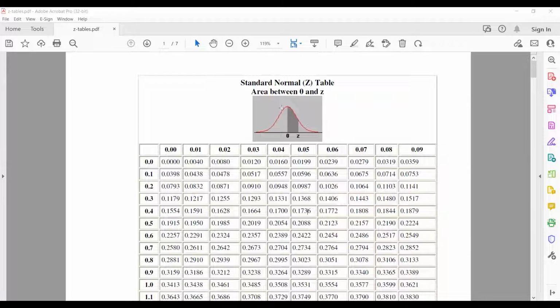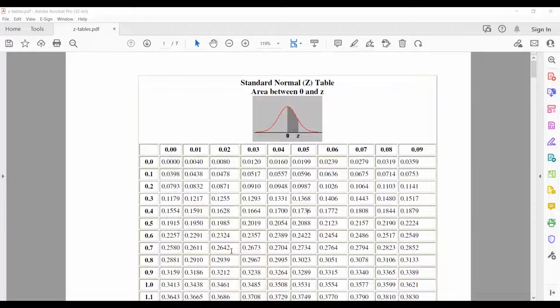If you look at this graph here, this curve on top of the table, you can see it's a bell-shaped curve. It's a standard normal curve, and you can see that there's a shaded part of this curve. If you look between 0 and z, that part is shaded. So the area under the curve between 0 and z is shaded, meaning that this table gives us the areas between 0 and small z.